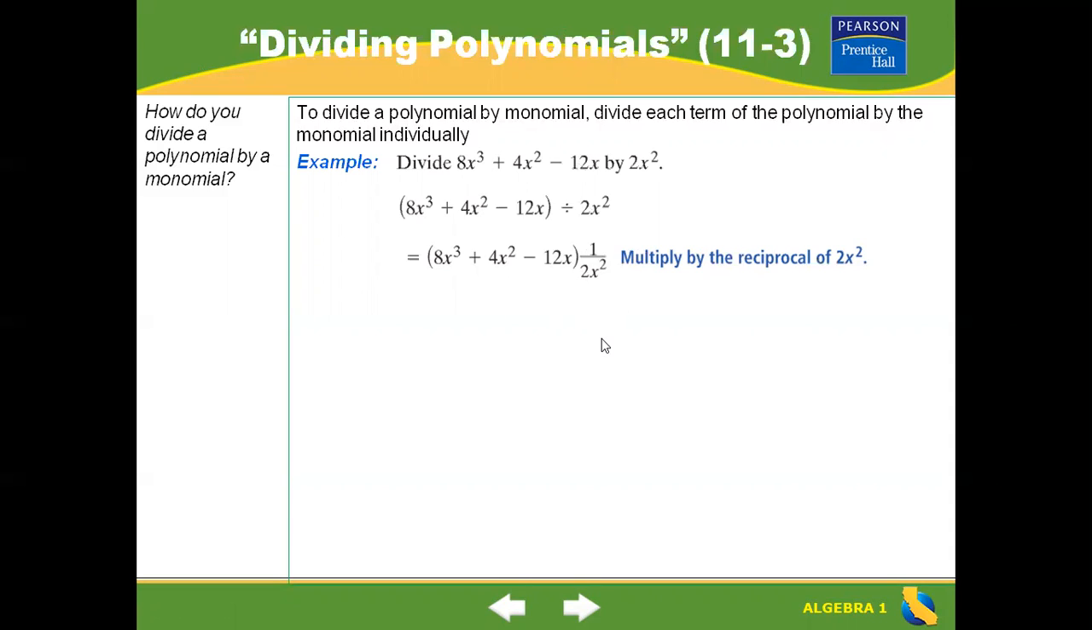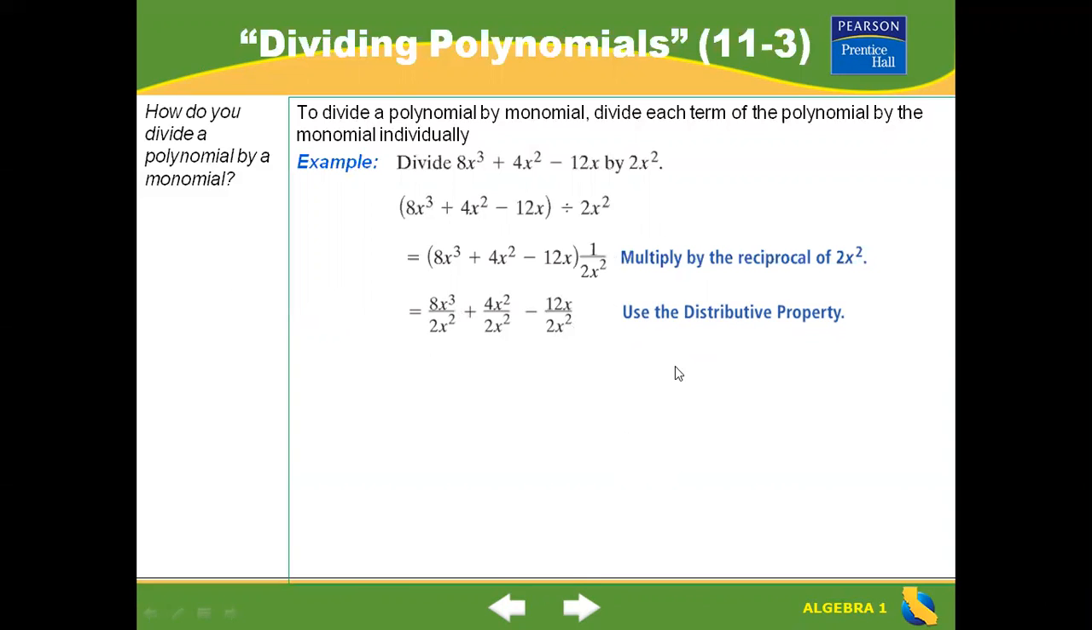Remember how to divide a rational expression. We simply multiply by its reciprocal or multiplicative inverse. So now we're going to multiply only by the reciprocal of 2x squared. The reciprocal of 2x squared is 1 over 2x squared. Use the distributive property. 8x cubed times 1 over 2x squared, that is 8x cubed over 2x squared, plus 4x squared times 1 over 2x squared, that is 4x squared over 2x squared, minus 12x over 2x squared.